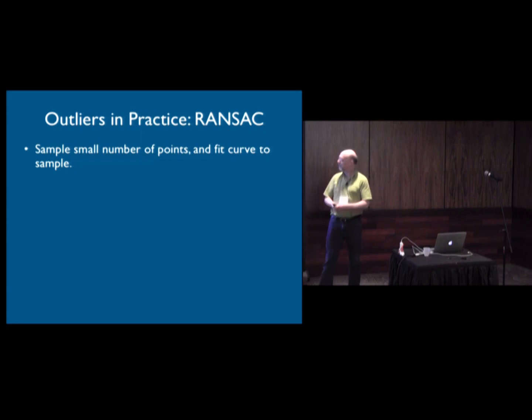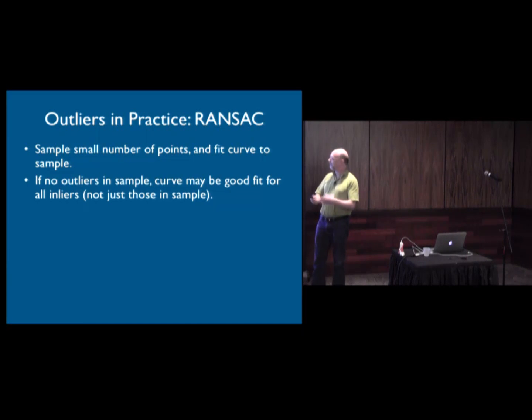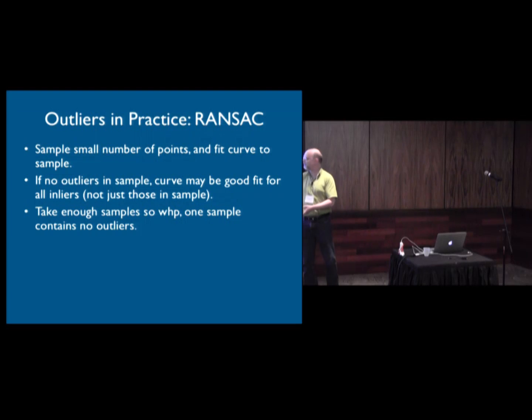So in practice, if I ask a colleague in AI, they'll tell me they use RANSAC. So what they do here is they sample a small number of points and fit a curve to the sample. So if there are no outliers in the sample, then the curve may be a fit for all the inliers. An inlier is something that's not an outlier, right? So maybe it fits all the inliers, not just the points in the sample. And then they take enough samples so that with high probability, one sample contains no outliers.